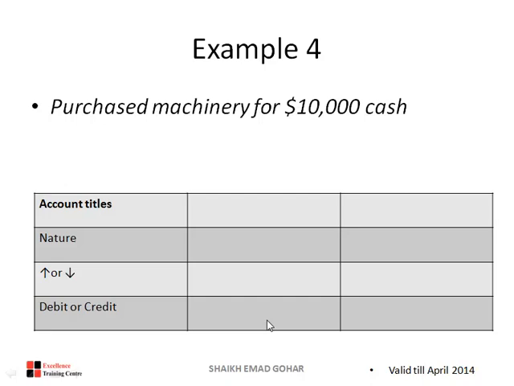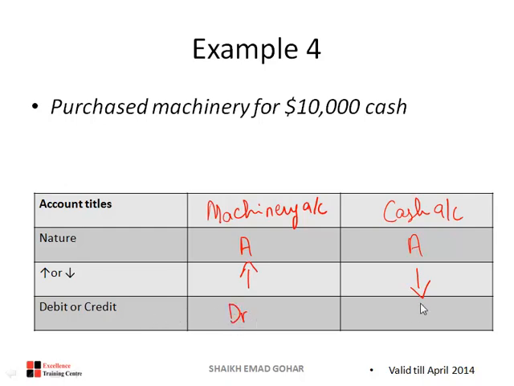So how to make this entry again? You are purchasing the machinery. Machinery is my non-current asset. So write that specific name, machinery account, and then we have cash account as well. Machinery from the business point of view is an asset, cash is also an asset. I am purchasing machinery, it is coming in, increasing. I am paying for it in cash, decreasing. Asset increase, debit; cash, asset decrease, credit. Getting it?